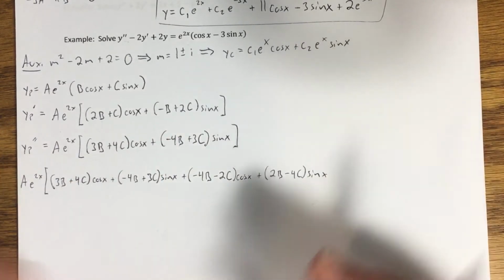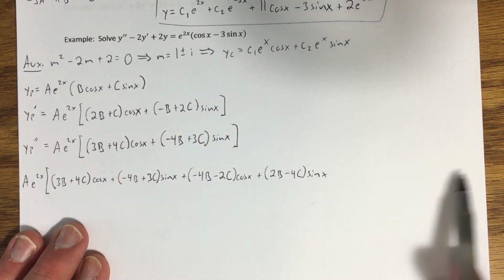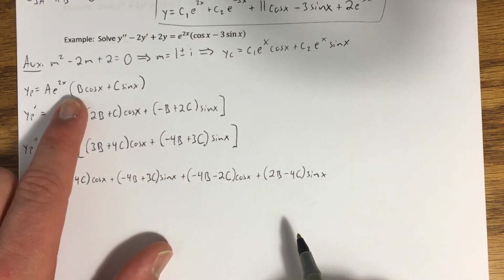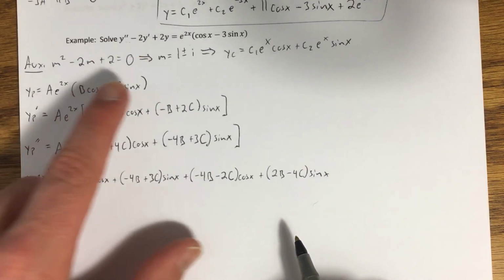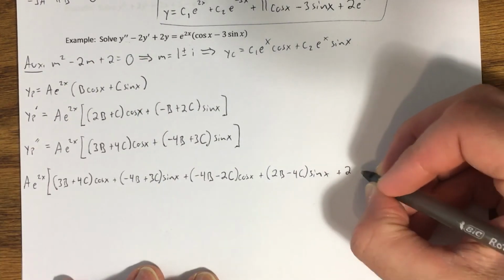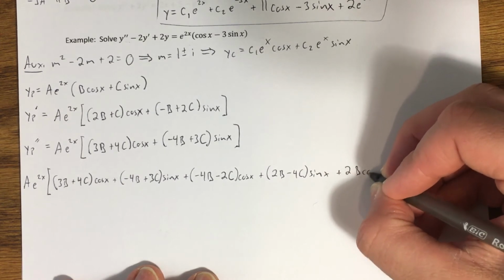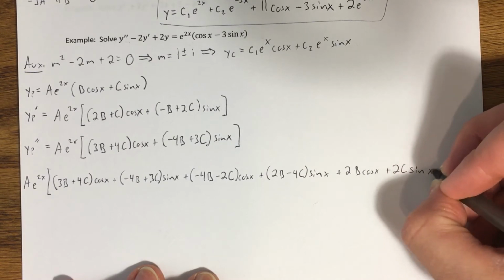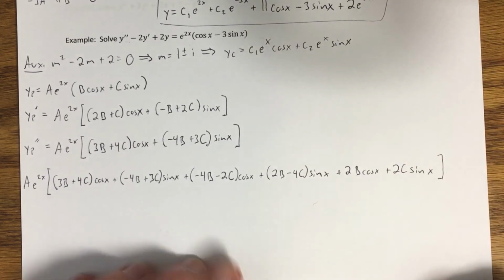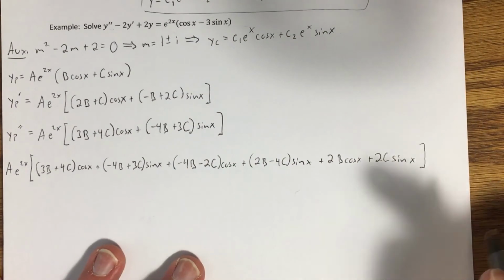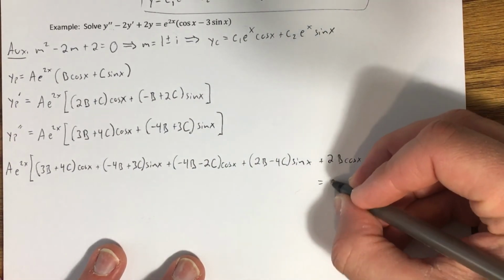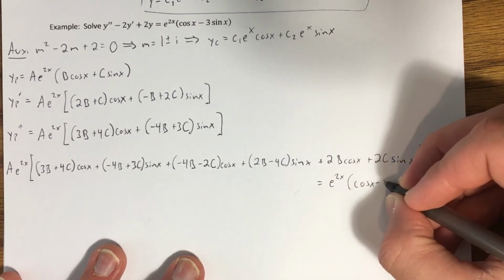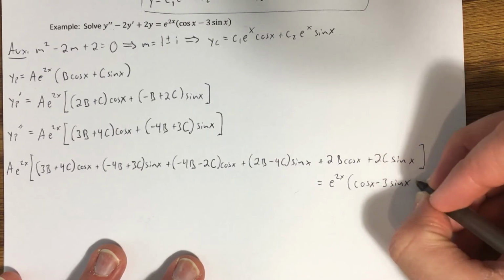Okay? And then I have one more to go. Notice I'm not going to be able to fit the whole thing on one line here. Plus 2y, that's 2 times this guy. Well, that 2 is going to distribute into both of these terms, so I'm going to get plus 2b cosine of x plus 2c sine of x. Now that is the entire left-hand side, but my right-hand side I ran out of space for, so I'm going to go like this. That equals e to the 2x times cosine of x minus 3 sine of x.